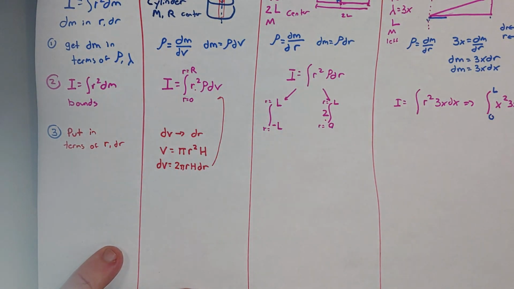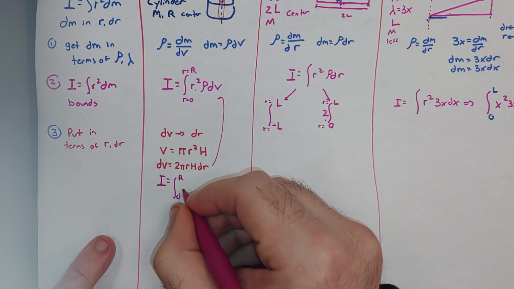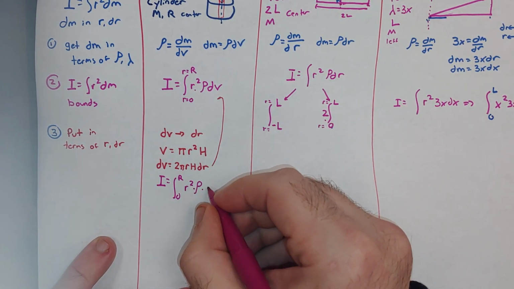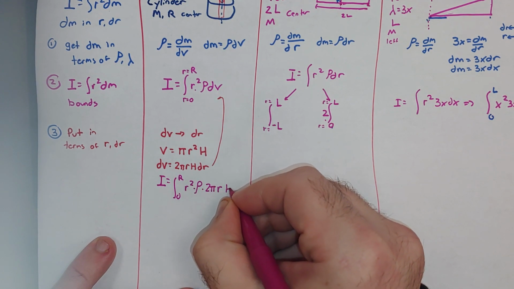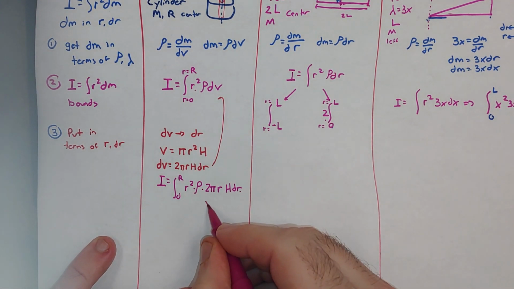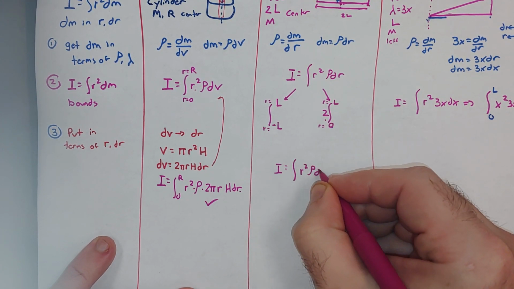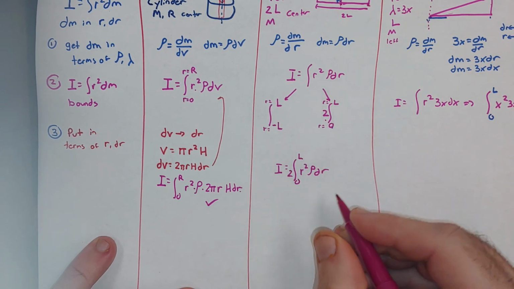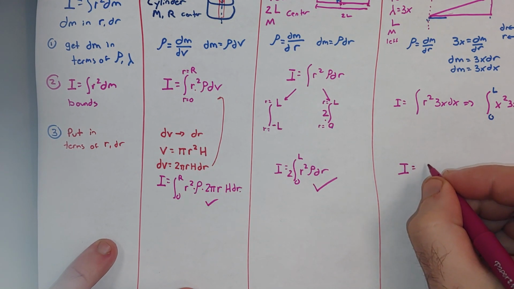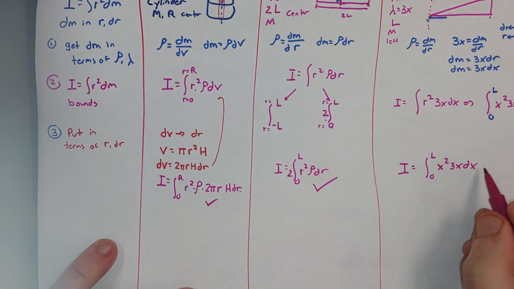If I put this back in, I can now say integral 0 to r of r squared times density times dv, which is 2 pi another r h dr. I now have dr with these r's, so I'm good. Looking here, I don't have to do any of this kind of stuff because I have dr and r. And looking here, dx and x, I'm good as well.